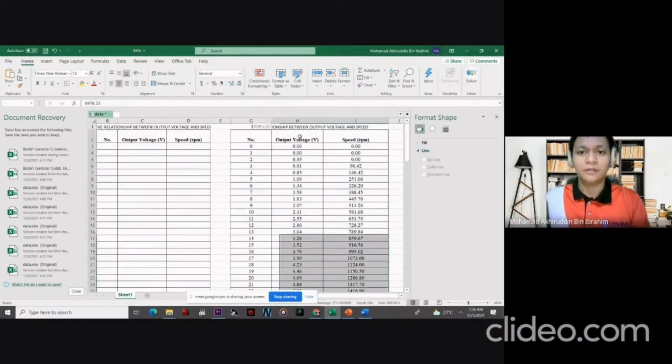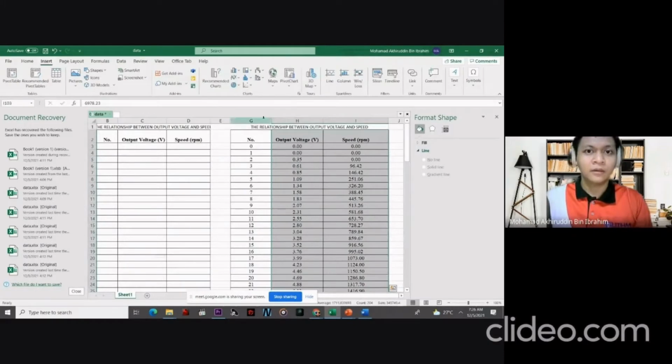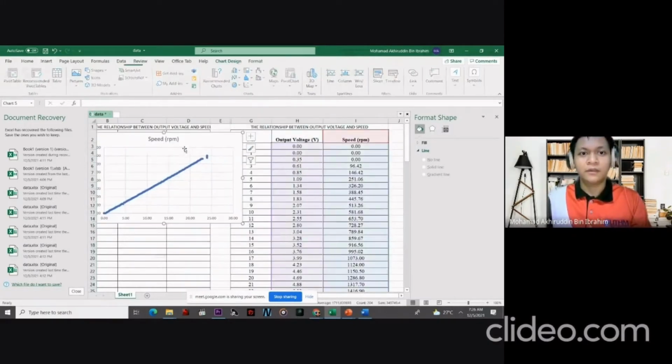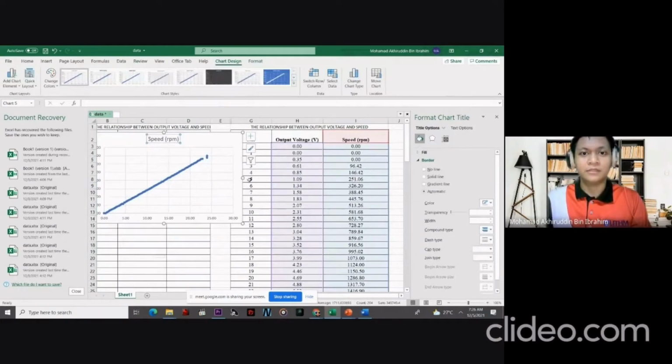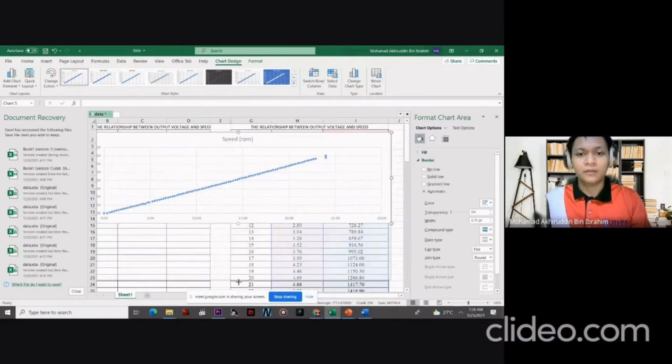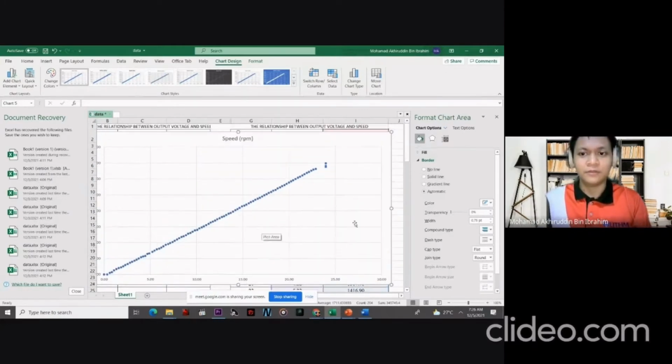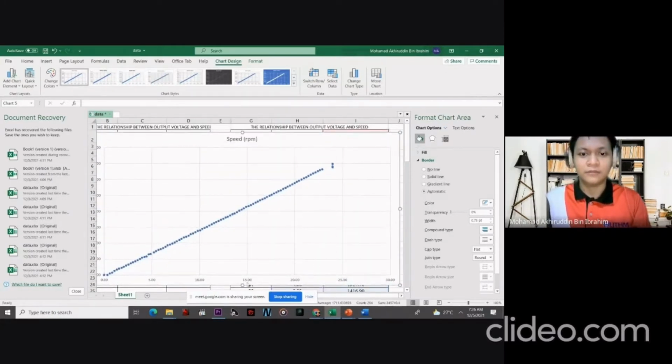So without any delay, I will pop out our graph. Just click here, insert scatter diagram. And here is our title. You can change it to the relationship between voltage and speed. So I want to speed up. And here we can see clearly that our data is over here.